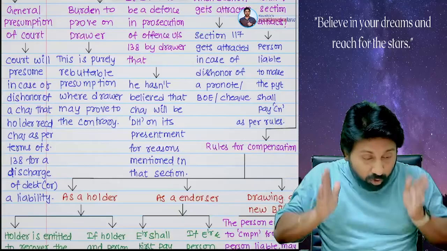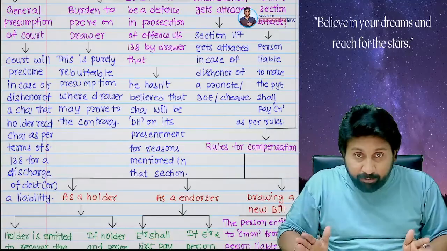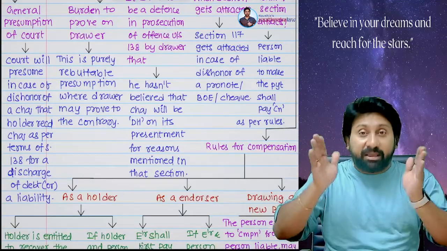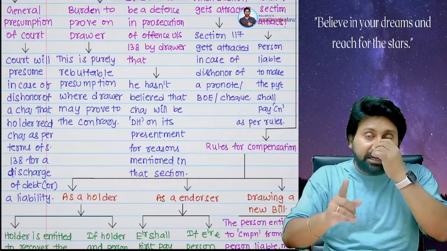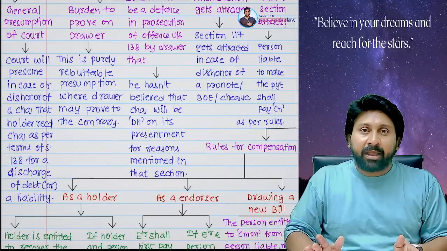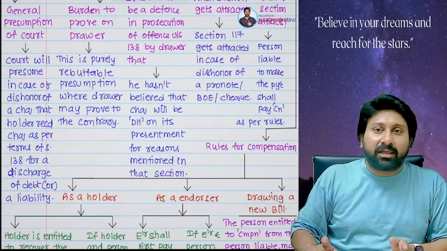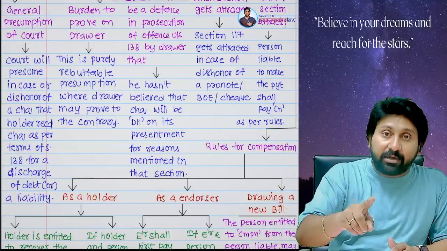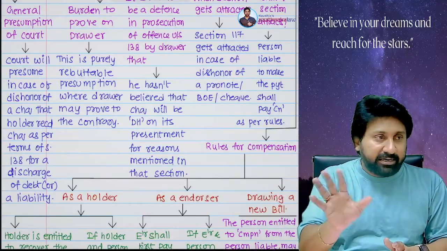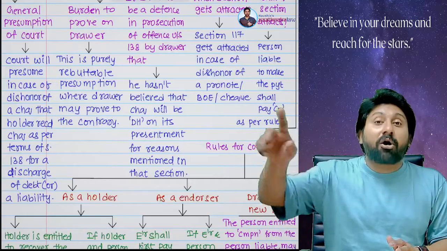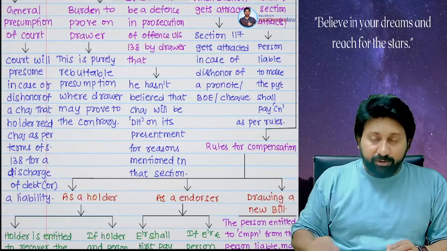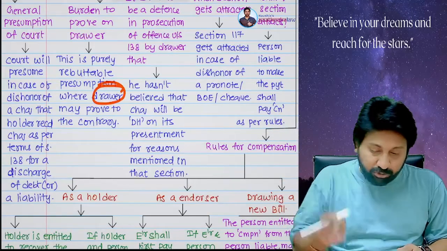So, the court will start its arguments with a belief that the check was given for a debt or a liability, and it will try to punish the drawer only. The drawer should prove that it is not given for a debt or liability, but it is contrary, means different. Okay, who should prove? The drawer has to prove.